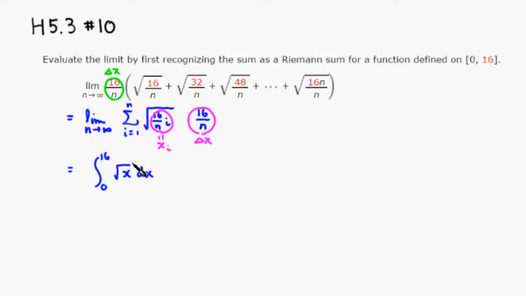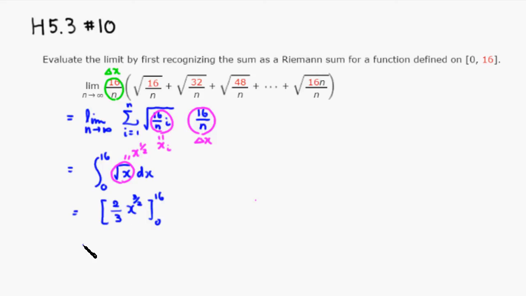I don't like the square root, so I'm going to rewrite it as x to the 1/2 power. The antiderivative would be: add 1 to the power, so 1/2 plus 1 is 3/2. Dividing by 3/2 is equivalent to multiplying by 2/3, so I'm going to put the 2/3 there, going from 0 to 16. So I'm using the fundamental theorem of calculus part 2. Then plug it in.